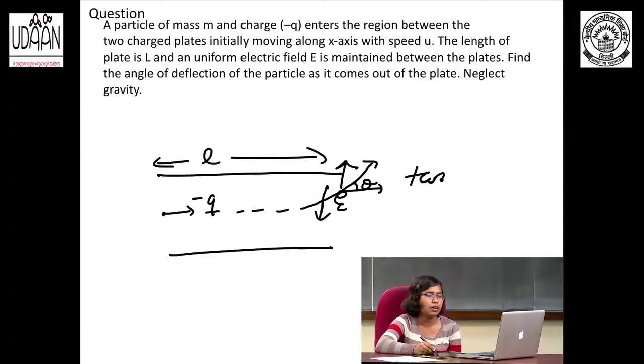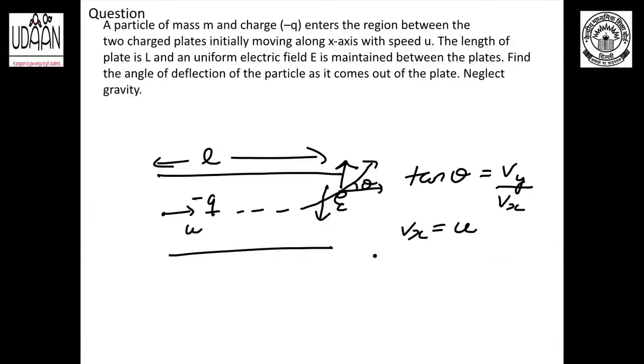So, tan theta can be written as Vy upon Vx. The Vx would remain u as there is no force in the horizontal direction. The Vy can be calculated by using v equals u plus at. Here the initial velocity in y direction is 0. The acceleration is qE by m. And the time would be equal to L by u, that is the distance travelled in the horizontal direction upon the velocity.